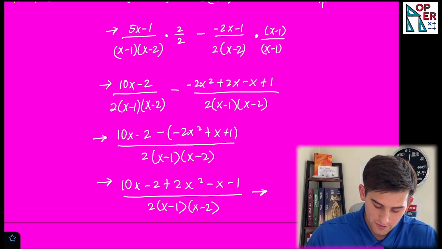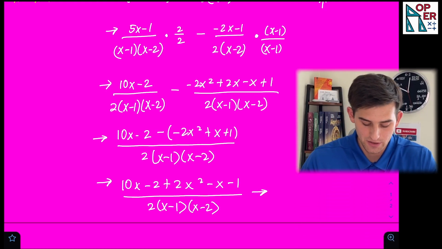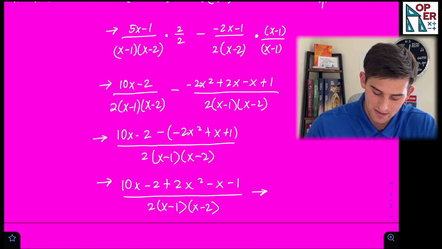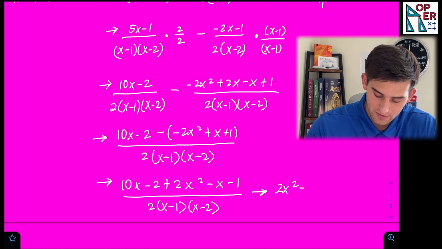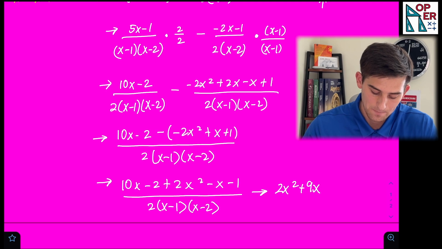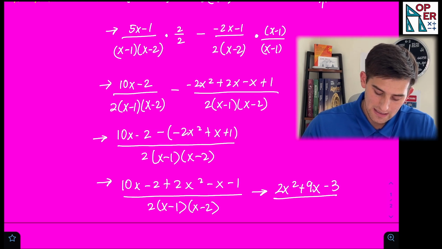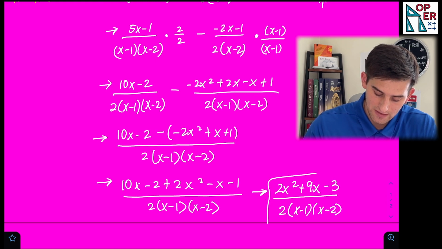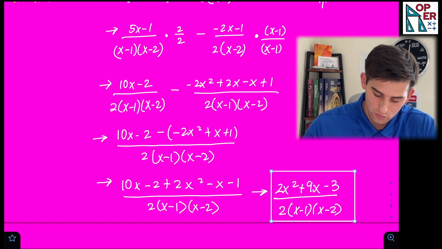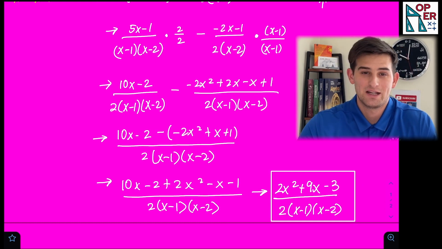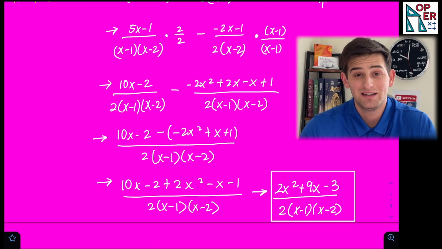Okay, so now if we come over here, let's combine like terms in the numerator. So we have a 10x and a minus x, so before we get to x, we just have a 2x squared, right? So 2x squared. Then we said we had a plus 9x, 10x minus x, and then negative 2 minus 1 would be minus 3. So 2x squared plus 9x minus 3 would be our numerator, and that would be over 2 times x minus 1 times x minus 2. And that would be our final answer for number 2. Okay, and that's how we can add or subtract rational expressions with unlike denominators.